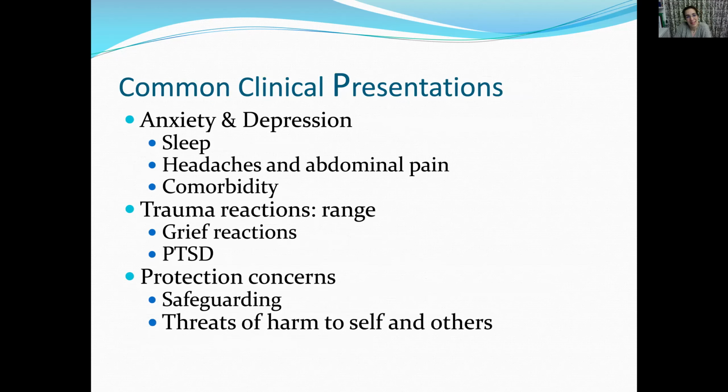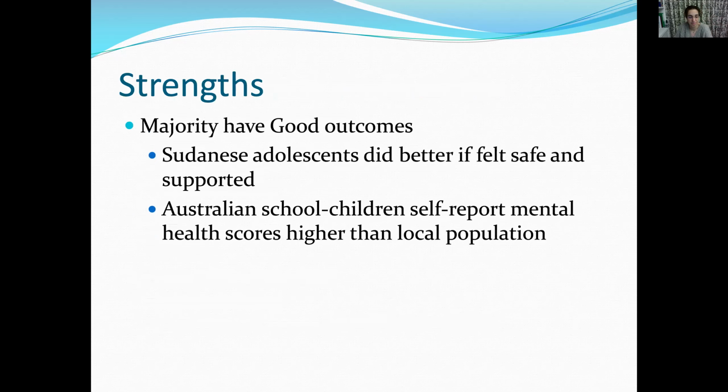Thinking about their mental health needs, the common presentations are anxiety and depression, with disturbed sleep, headaches and abdominal pain. Comorbidities are very, very common, where the two occur together, or with other difficulties. There is the whole range of trauma reactions and grief reactions, and the most extreme response within that is post-traumatic stress disorder, or PTSD. And then there are a lot of protection concerns around safeguarding and threats of harm to self and others.